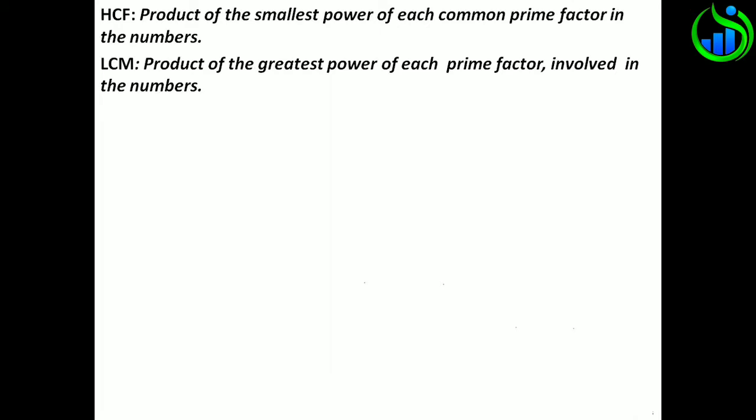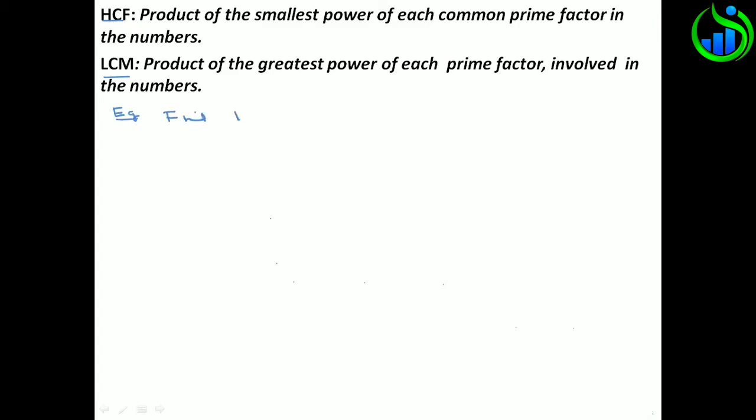Now HCF and LCM. HCF is the product of the smallest power of each common prime factor in the numbers. Then LCM is the product of the greatest power of each prime factor involved in the numbers. That's it, now let's have one example.